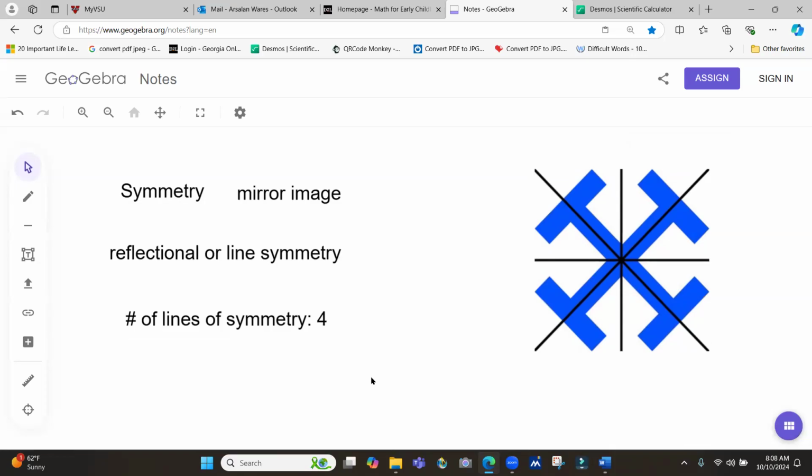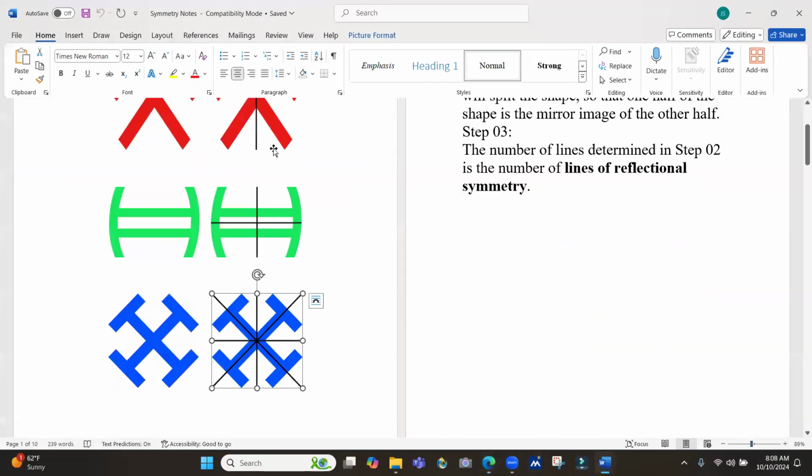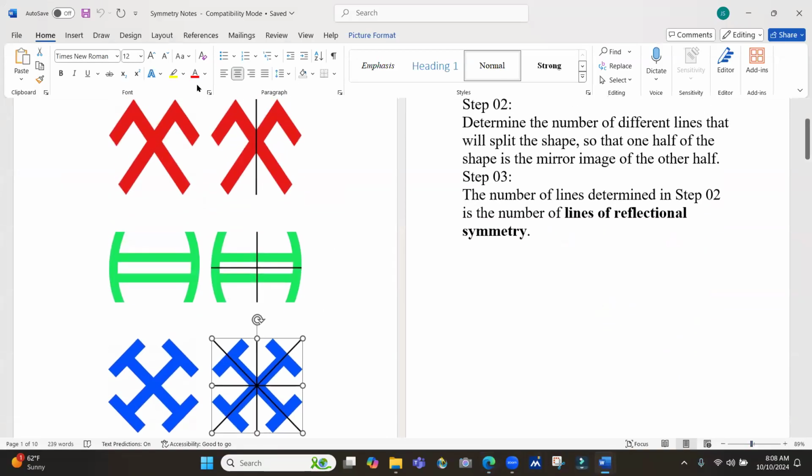I'm going to pause here just a little bit to see if you have any questions. These pictures are in your notes. These are examples of shapes that have lines of symmetry. And here, basically, what I'm saying is what I'm doing.